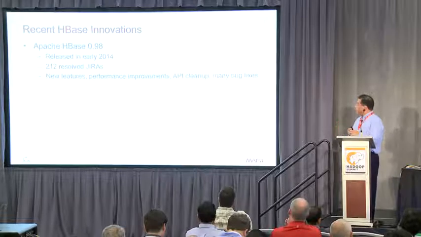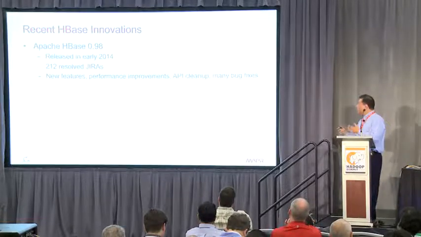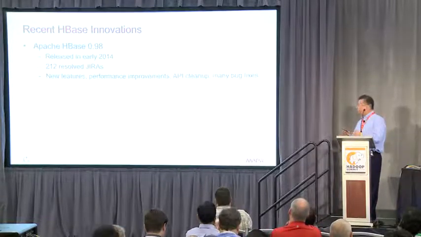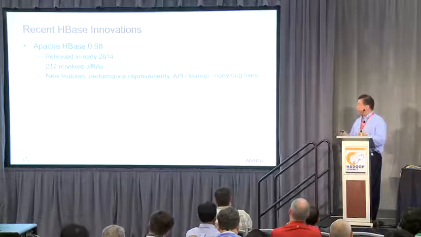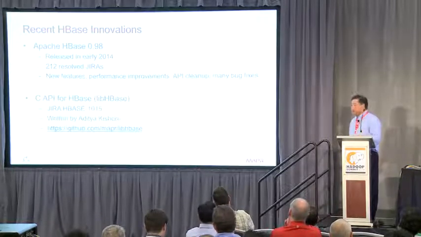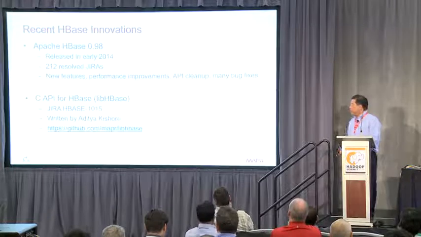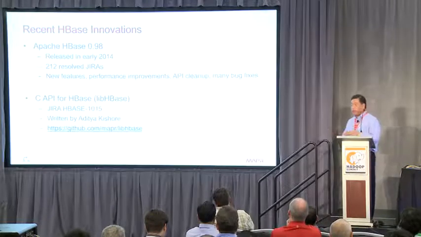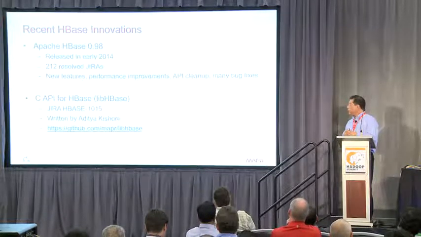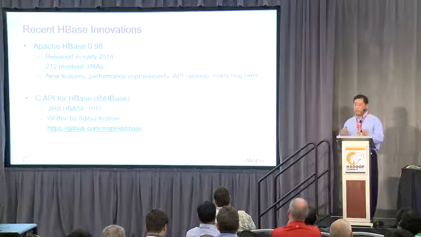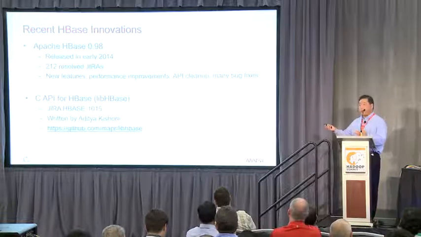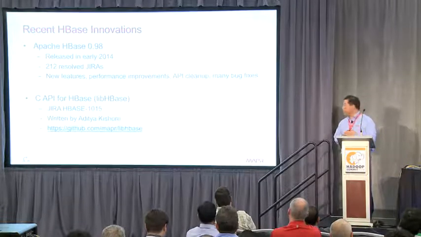HBase 0.98 was released earlier this year, with a number of bug fixes, performance improvements, a lot of good stuff happening, and that will continue. One other innovation that's near and dear to my heart for a number of reasons, as a former C software engineer, is that the C API for HBase, known as libHBase, is right around the corner. It was created by one of my colleagues at MapR, Aditya, and this is available for download.